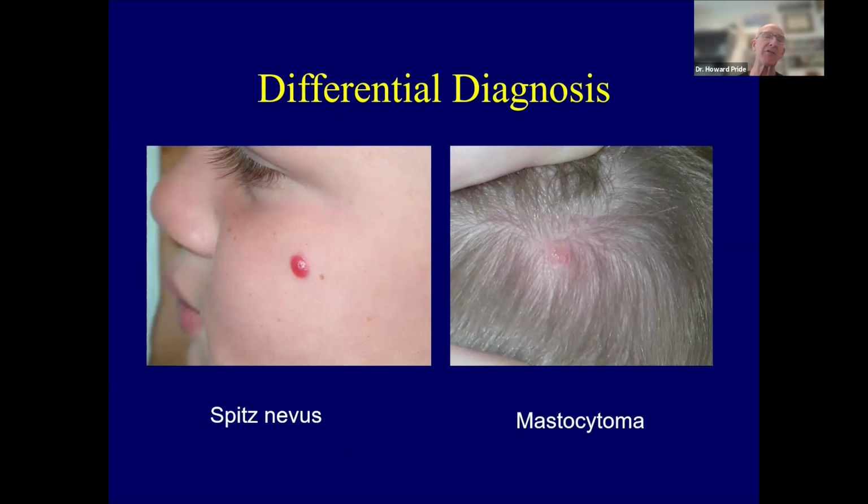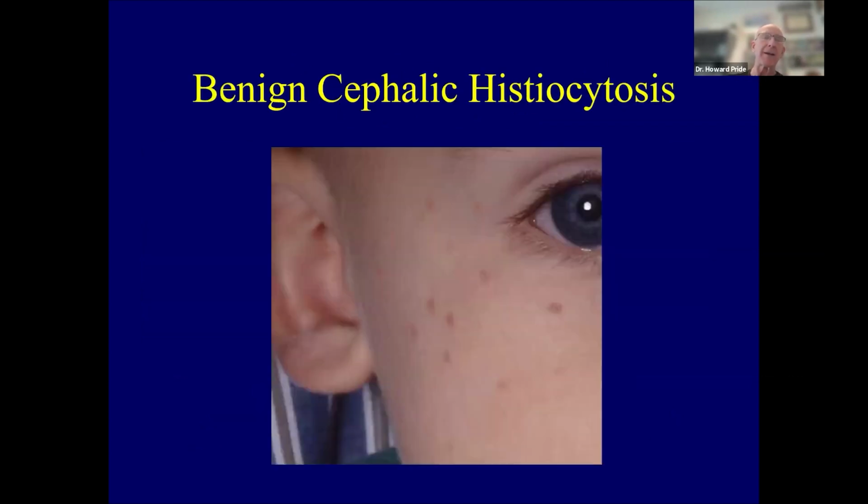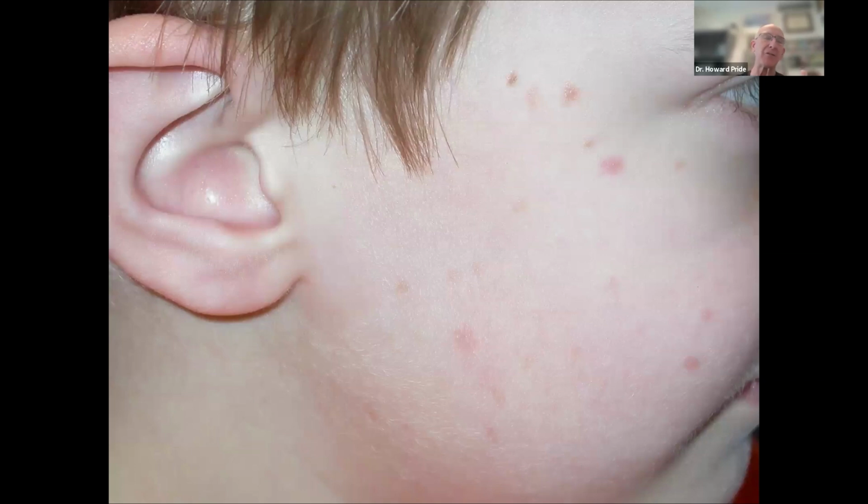Differential diagnosis, Spitz nevus, which is a whole 1 hour talk in and of itself. So I'm not going to get into that too much. And mastocytoma, we've already talked about. Kind of a variant, benign cephalic histiocytosis is another non-X, non-Langerhans cell histiocytosis. Even though these have a brown color, they actually are juvenile xanthogranulomas with a little bit different look to them. So benign cephalic histiocytosis, it's been discovered over the past many years, are just juvenile xanthogranulomas, perfectly harmless.